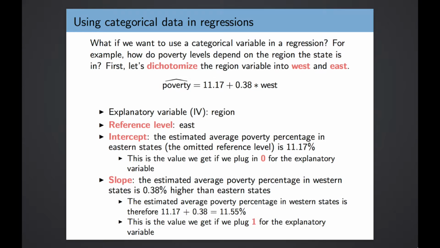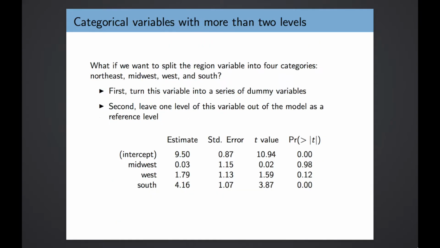So that's all fine if we have a categorical variable with just 2 levels, but what happens if we want to break down our categorical variable into more than 2 levels? For example, if we're still interested in region, what if I don't want to just split my states into west versus east, but what if I want to have an indicator for states in the Midwest, states in the West, states in the South, and states in the Northeast? So I have 4 different categories. Well, I can't just put one region variable in my model.